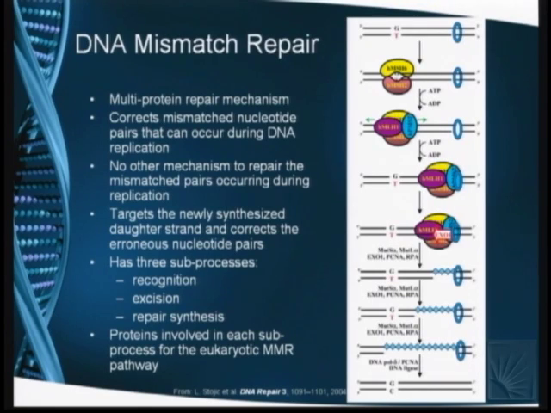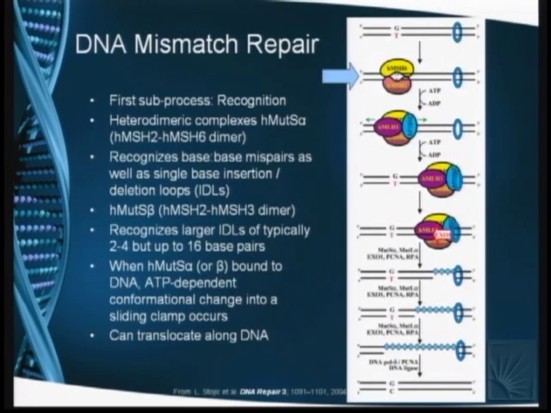So the first pathway we're interested in is the DNA mismatch repair pathway, and in short it is called MMR, and it's a multi-protein mechanism, and it corrects the mismatched nucleotides that occur during DNA replication, and this is the only pathway that can actually repair those types of mismatched nucleotides. And it has three sub-processes: recognition, excision, and repair synthesis, and we will go briefly through those three sub-processes.